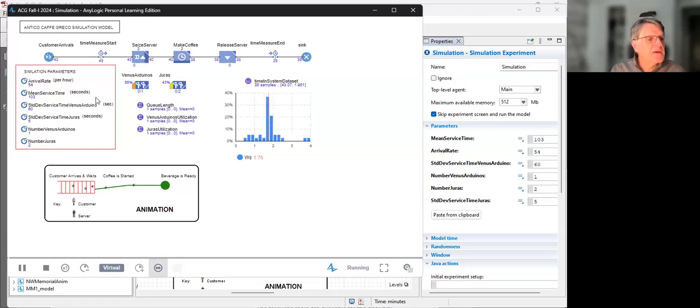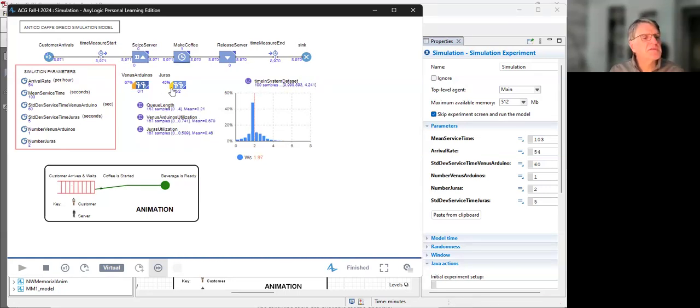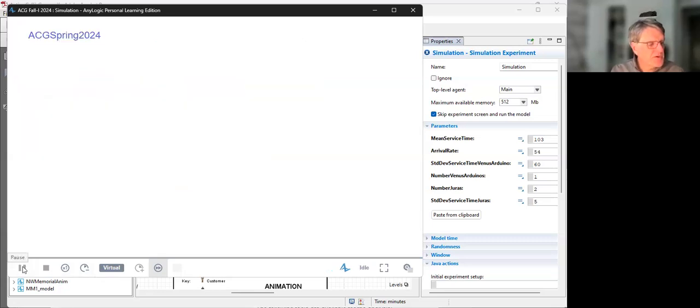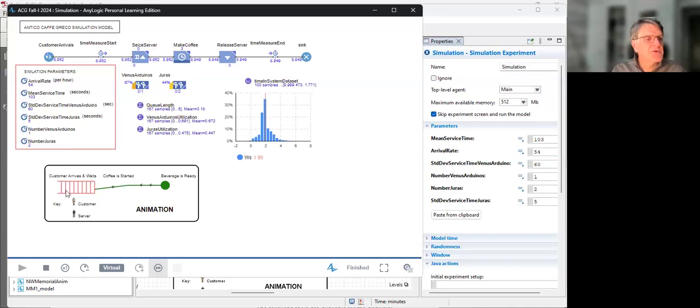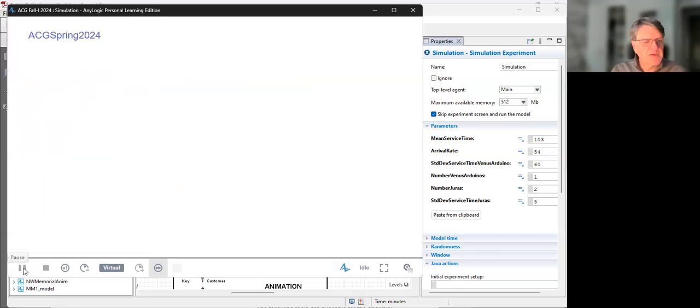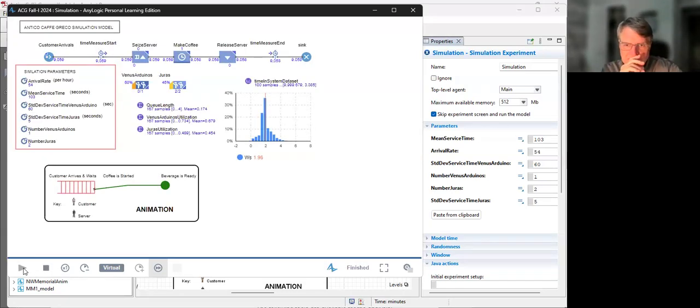Accelerate to completion here. So here I have one barista who is 67% utilized. The Juras are only 45% utilized. Mostly around 2 minutes. You can see a very high peak here, but there are some folks experiencing wait times of 4 or 5 minutes. Run this one more time for you. Same kind of result. Got a lot of capacity. The Venus Arduinos are working harder than the Juras. And one last one, just to get a sense. So yes, it looks to be about 2 minutes.